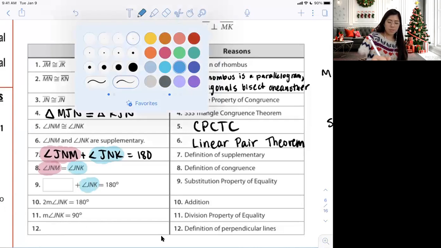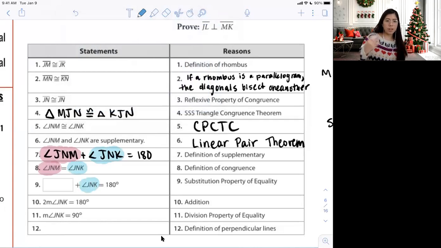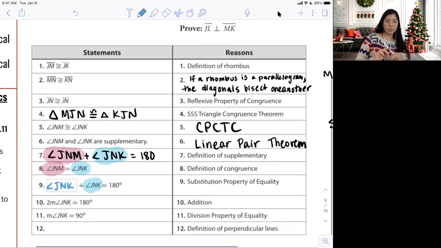So I can substitute in, rather than writing J and M, which I already did in step 7. Step 7, I had J and M plus J and K. I'm going to substitute J and K into the same place because I know they're equal to each other. So if I take 2 J and Ks, I'll also get 180 degrees. Now let's look, 2 times J and K is 180 degrees.